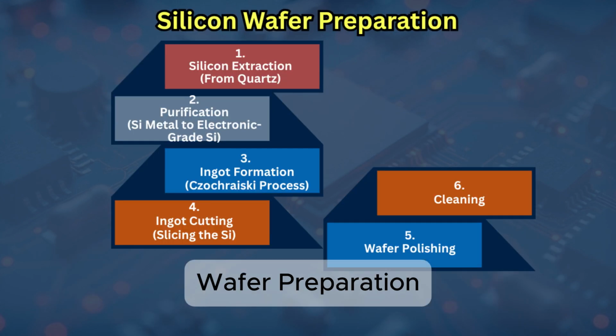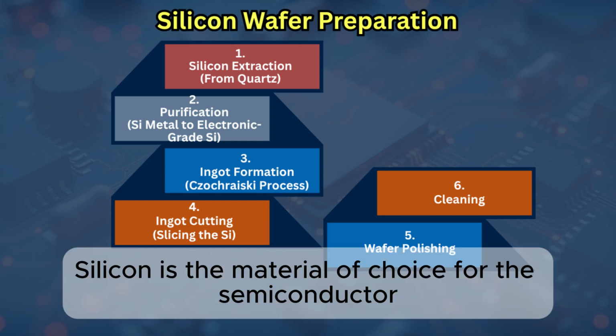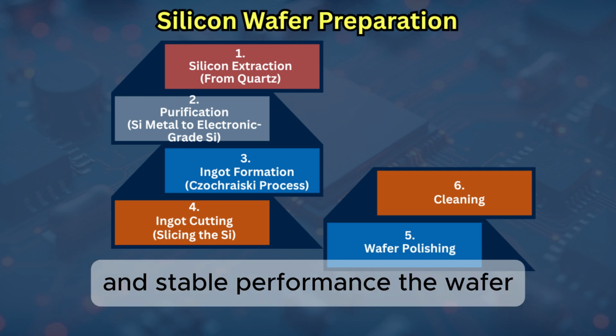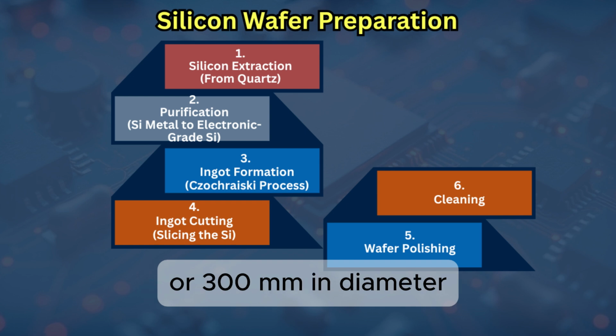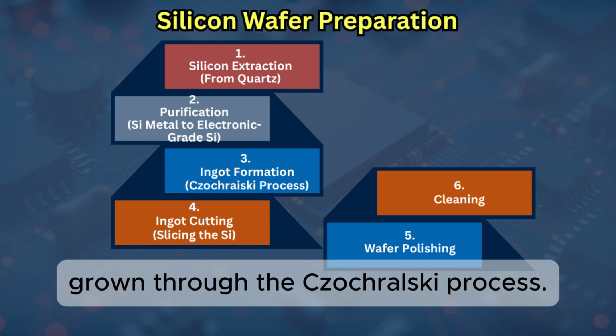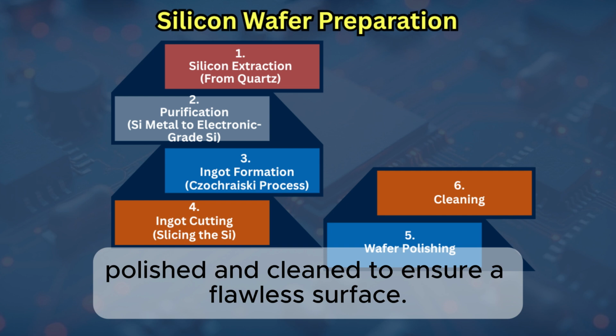1. Wafer preparation. Our journey begins with the silicon wafer itself. Silicon is the material of choice for the semiconductor industry because of its well-understood properties and stable performance. The wafer, typically around 200 millimeters or 300 millimeters in diameter, starts as a single crystal of silicon grown through the Czochralski process. This crystal is sliced into thin wafers, polished, and cleaned to ensure a flawless surface.